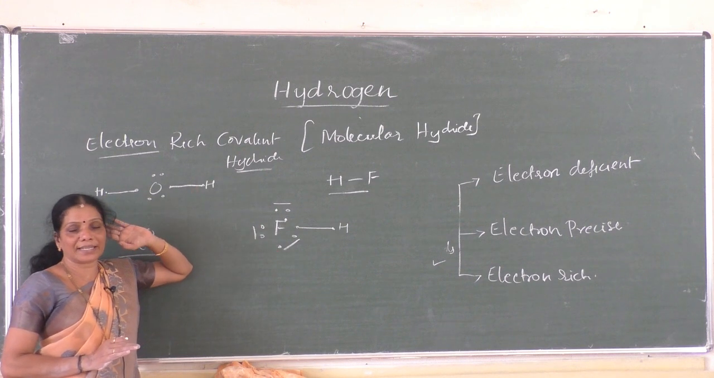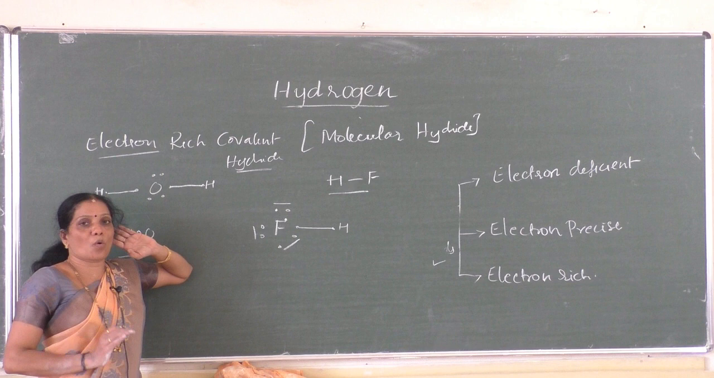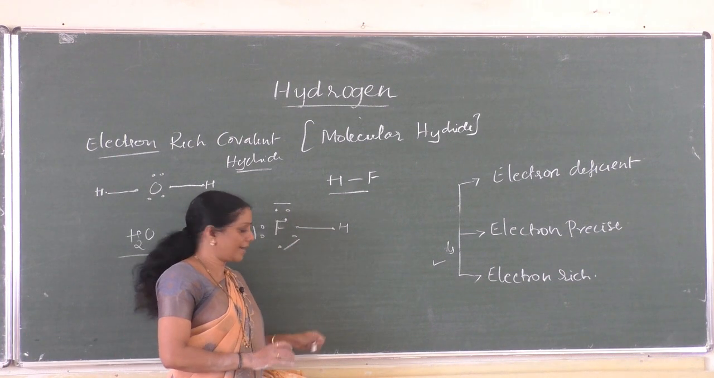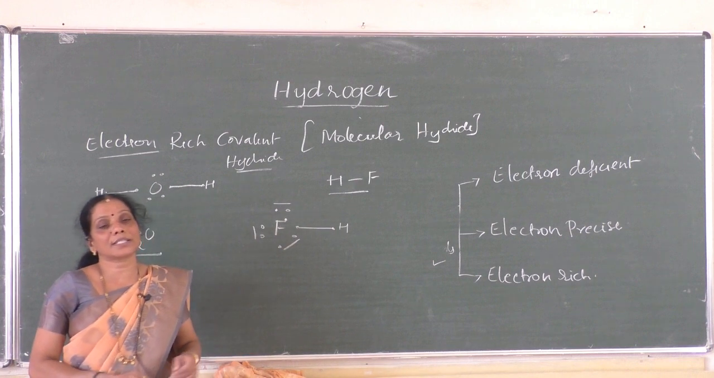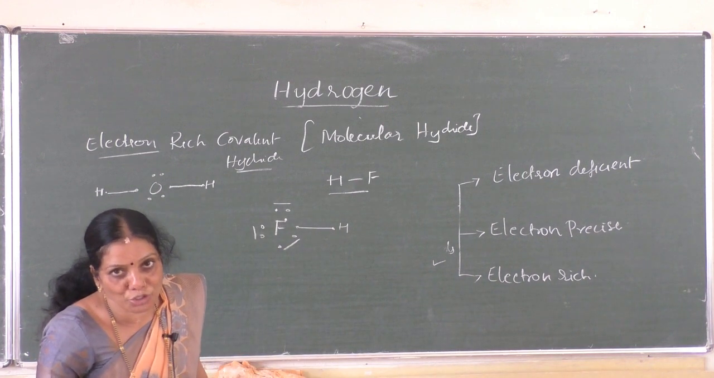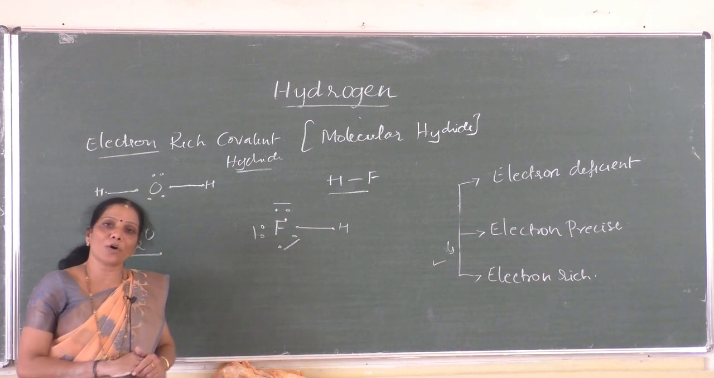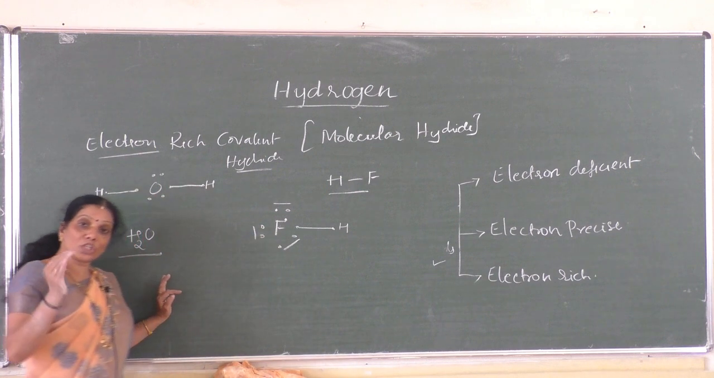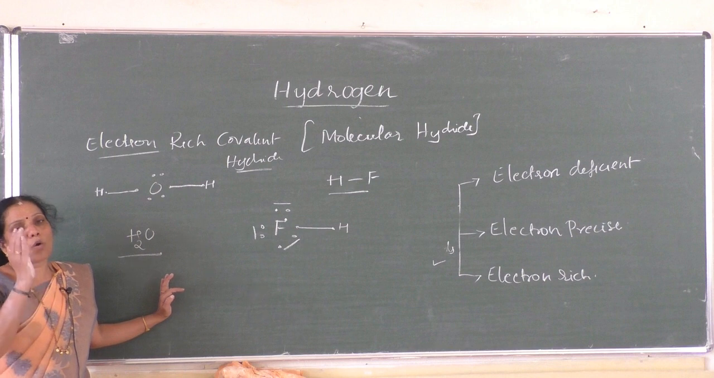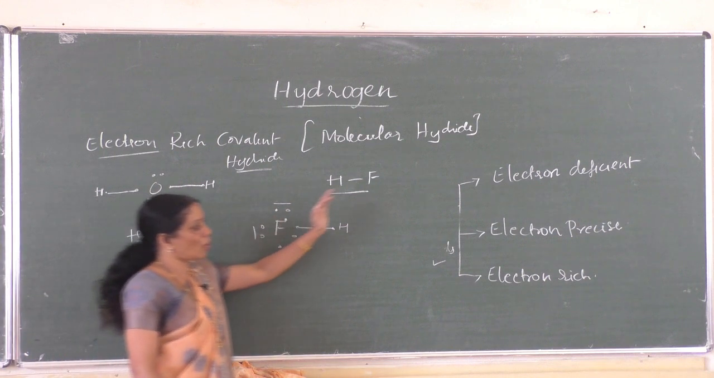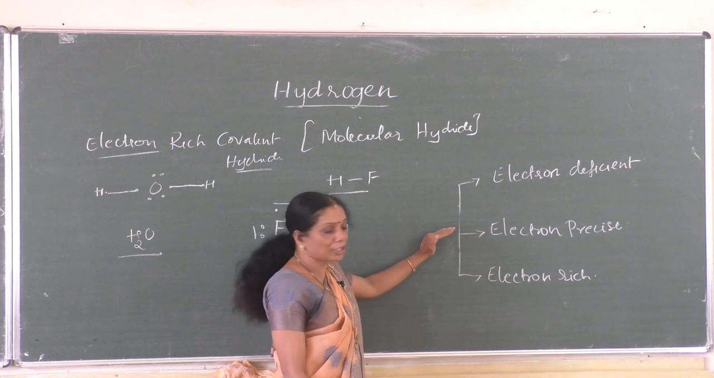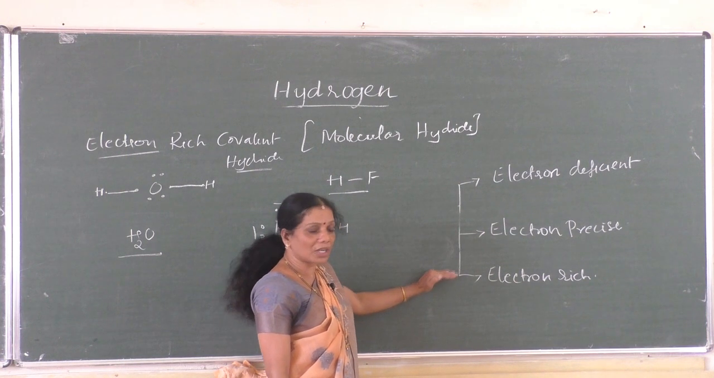But which type of covalent hydride? It is an electron rich covalent hydride. Understood, students? Electron rich covalent hydride. Now we have completed the second type of hydride of hydrogen, nothing but a covalent or molecular hydride. Based on the total number of electrons, based on the bonding in a Lewis structure, covalent hydrides are mainly classified into how many types? 3 types. Which are those? Electron deficient, electron precise, electron rich.